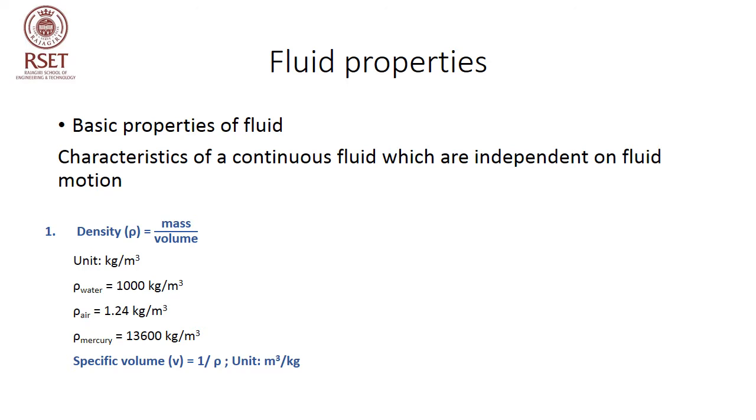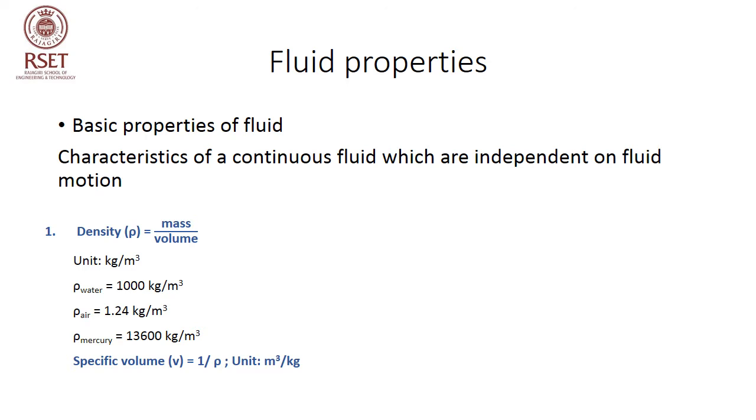As you already know, density is the ratio between mass and volume. So the SI unit of density is kilogram per meter cube. The density of water is 1000 kilogram per meter cube, and density of air is 1.24 kilogram per meter cube. Density of mercury is more than that of water, which is 13,600 kilogram per meter cube.